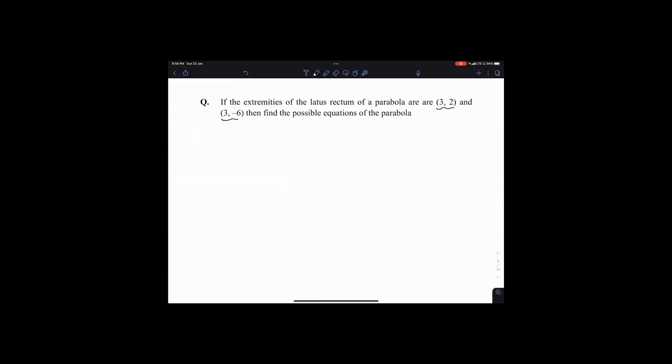Okay, you see, extremities are (3, 2). So if (3, 2) is somewhere here, and (3, -6). These are the extremities of the latus rectum. Okay, and we know that if you remember the geometry, the midpoint of these two is the focus. No? Okay, so what is the focus of this parabola? (3, (2 - 6)/2), which is (3, -2). That is the focus. Okay.